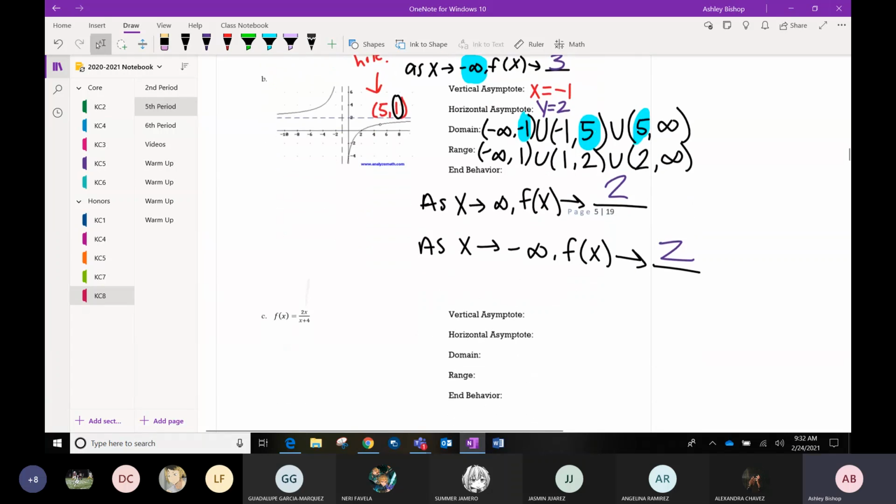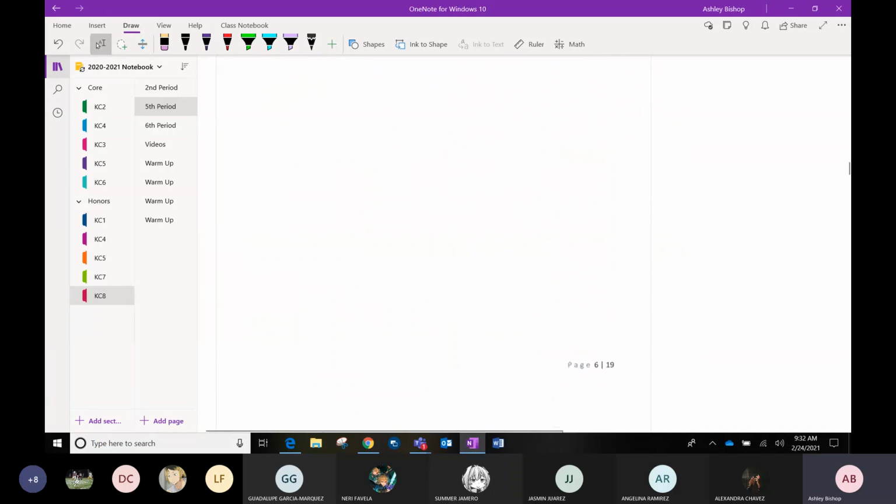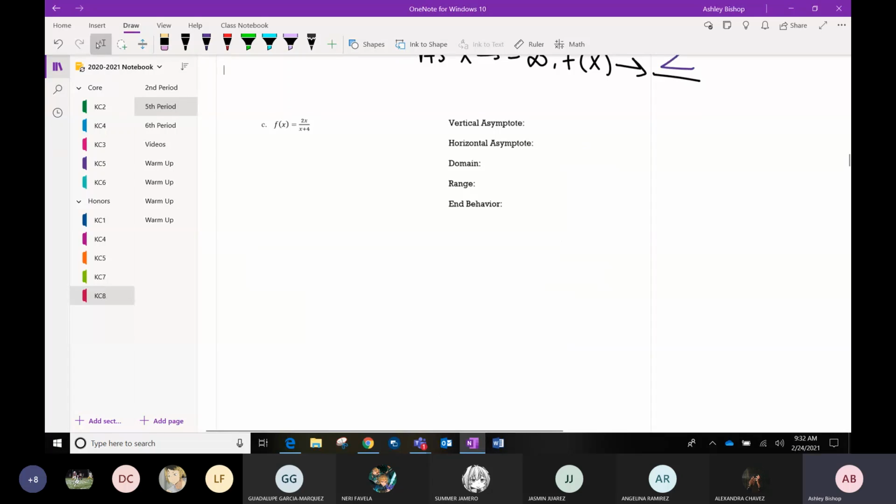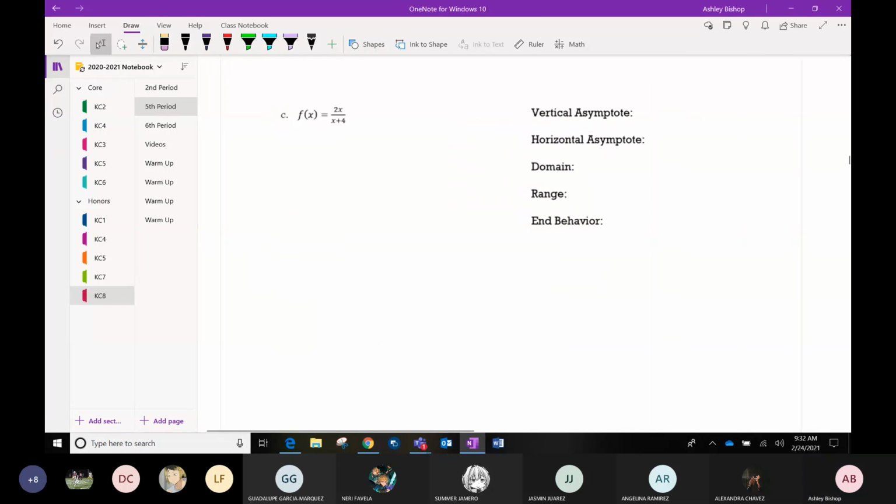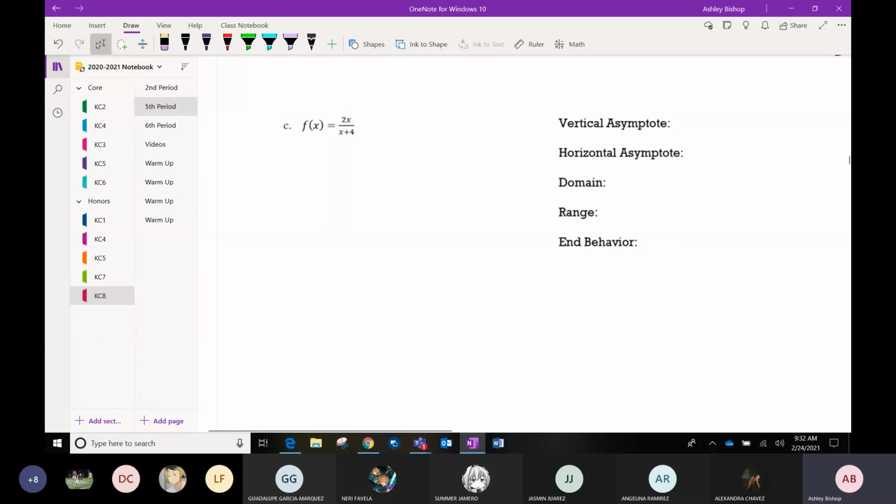Alrighty, let's do one more example. Let's do another example on page 6. One last example on page 6. Page 6, I don't give you a graph. You don't need a graph. You know how to do all of this without a graph, okay? You can find your vertical and horizontal asymptotes without a graph. You did that all day on Monday.